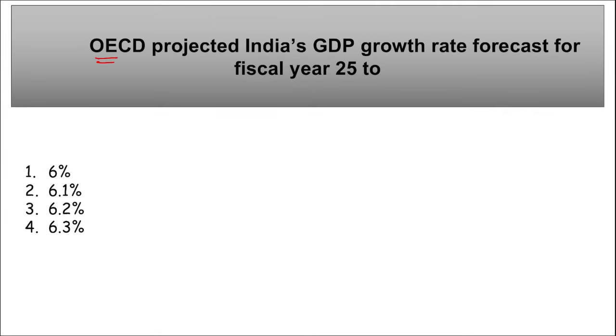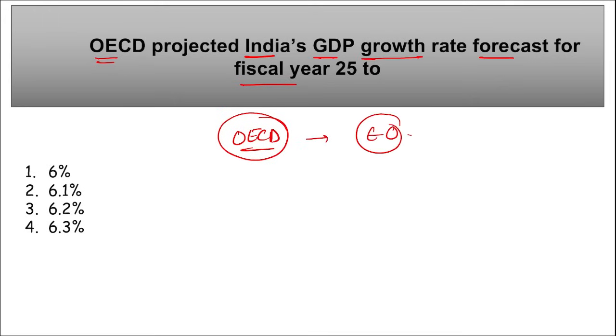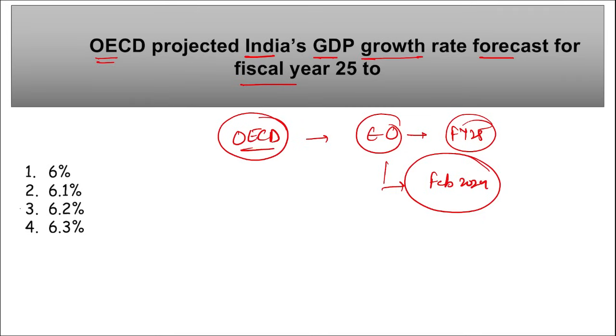Next, OECD projected India's GDP growth rate forecast for fiscal year 25. OECD stands for Organization for Economic Cooperation and Development. They have released their economic outlook for fiscal year 25. This report, economic outlook, was released in Feb 2024, and it stated that India will be growing by 6.2%, or the expected GDP growth rate for fiscal year 25 is to be 6.2%.